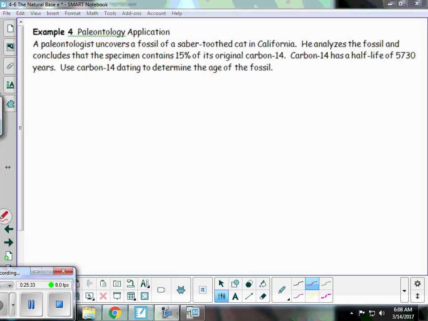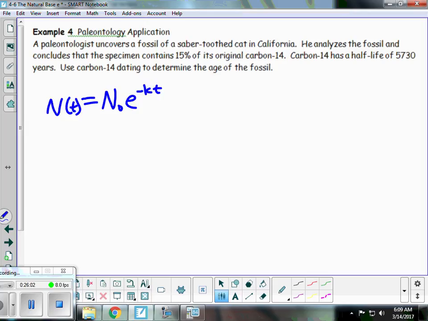Now before we can find the age, though, we have to find out what the constant decay rate is, that K value. So let's use the information that we're given here. We know that the half-life is 5,730 years. So let's rewrite the formula. N of T is equal to N naught times E to the negative KT. We're going to start off with, let's just say, 1 unit.